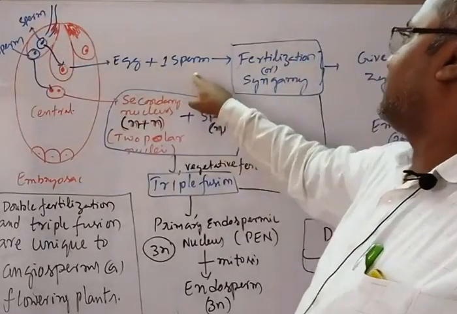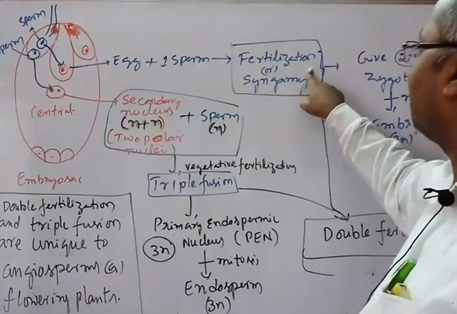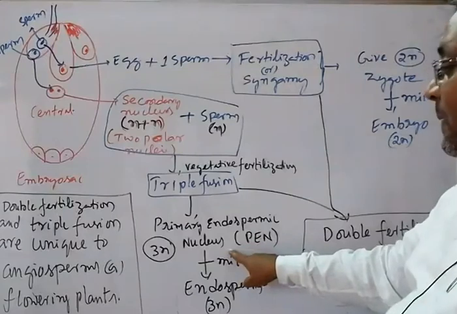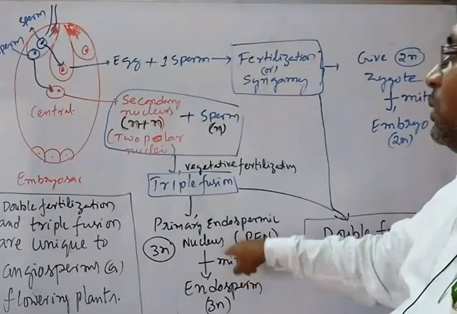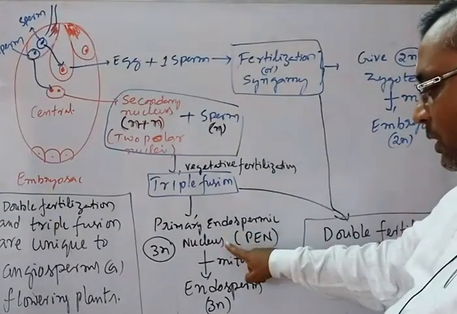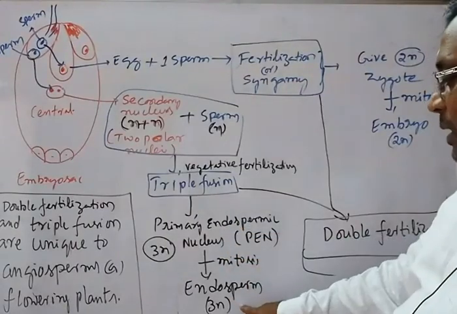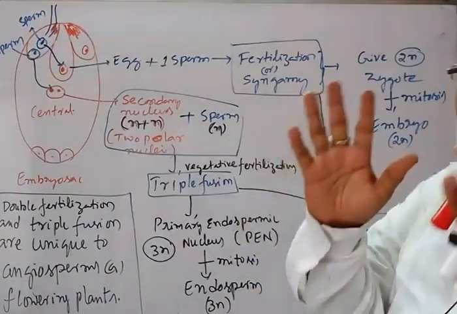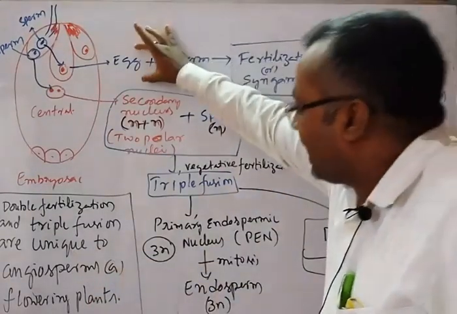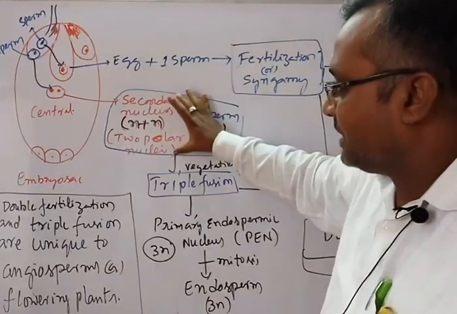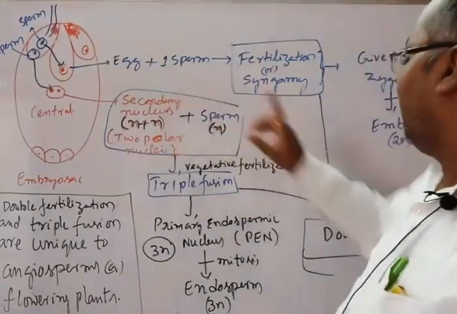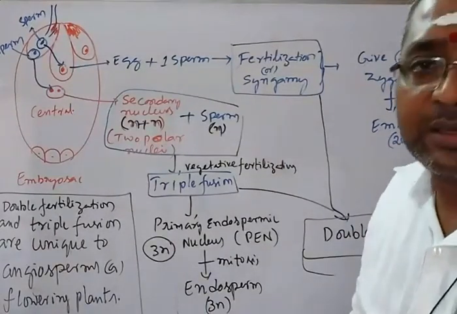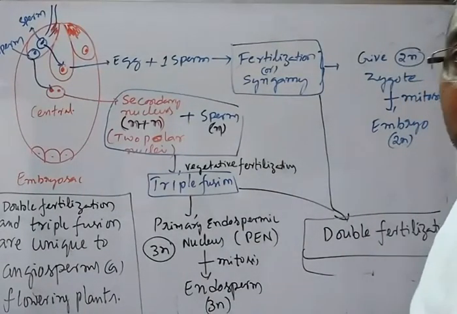Here this process is called fertilization and this gives the zygote. Whereas triple fusion results in the formation of the primary endospermic nucleus. This primary endospermic nucleus then divides by mitosis and gives endosperm. As fertilization takes place twice, once with the egg and once with the central cell, that is the secondary nucleus of the central cell, it is called double fertilization. Got it? Understood?